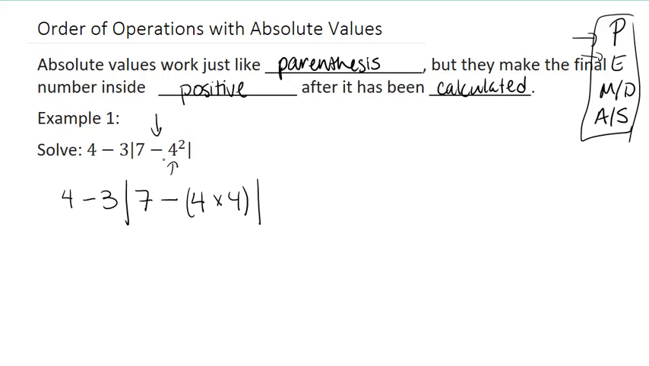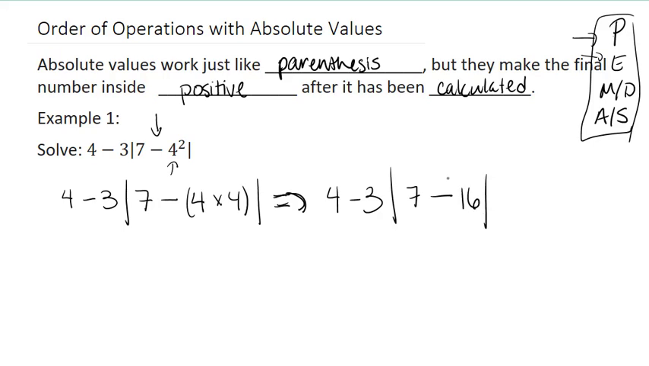Remember, exponents only affect what they are directly next to. So there's no parentheses to include that negative sign. So it's just the 4 that it affects. So we would have 4 times 4, which is equal to 16. So let's just change this into 4 minus 3, absolute value sign, 7 minus 16. And then we close the absolute value.